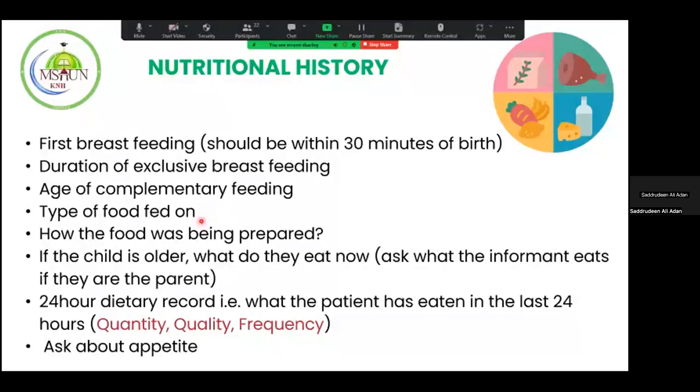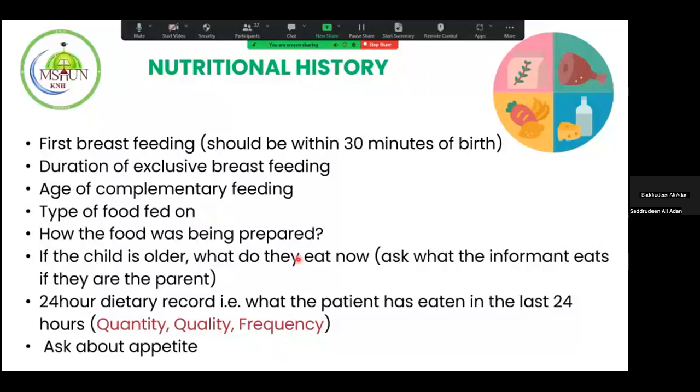You can ask how the food was being prepared, especially if you find a maybe 2-year-old coming to the hospital with diarrhea, you're concerned about sanitation or how the food was being prepared. If the child is older, what do they eat now? You can also ask what the mother eats if they are breastfeeding. For any baby who's breastfeeding, you always check the diet of the mother and the baby. Always, never forget, because what the mother eats is what the baby gets.